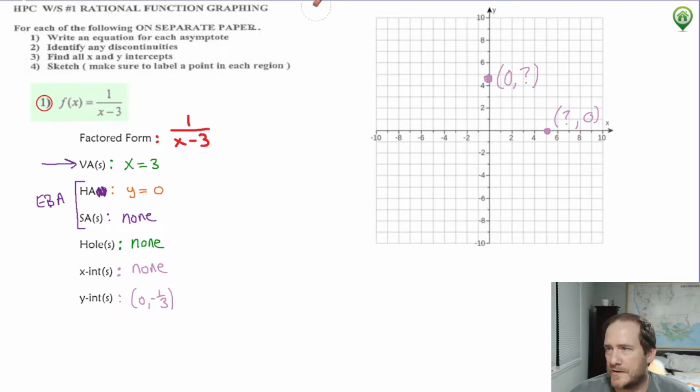Alright, so now cleaning all this up. Now that I've gathered all this info, I should be able to sketch the graph pretty easily. So in red, I'll plot my asymptotes. We have one at 3.